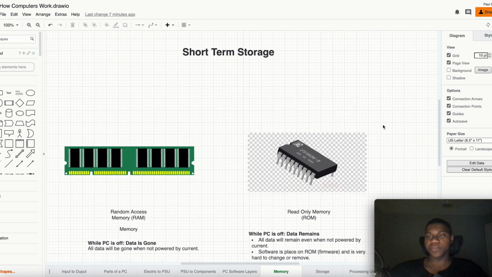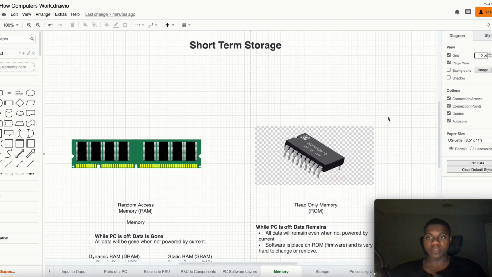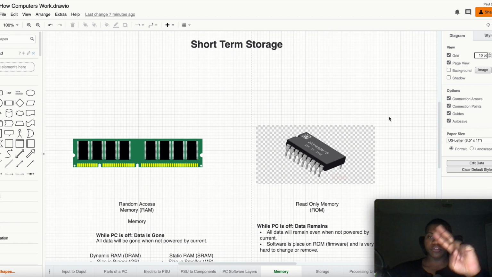In this video, we're going to be talking about short-term storage. So you have two different types of storage. You have short-term storage for quick access, really fast, but it's expensive. It's for more important things, the task at hand.